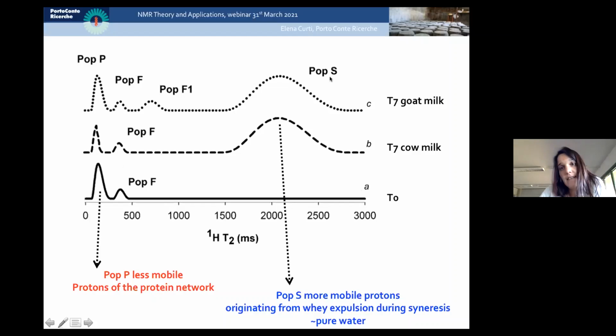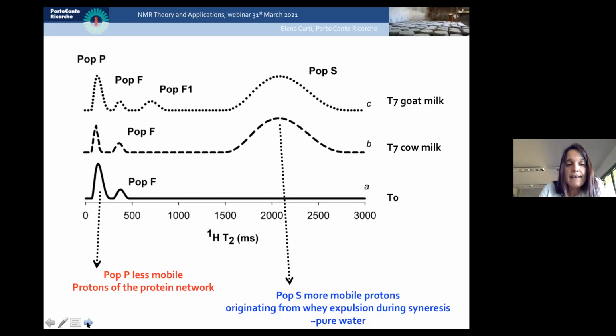the appearance of a population that we call population S, which is represented by a T2 that is pretty similar to the T2 of bulk water. That's because this population can reasonably be attributed to the whey that is actually expelled from the curd over syneresis.